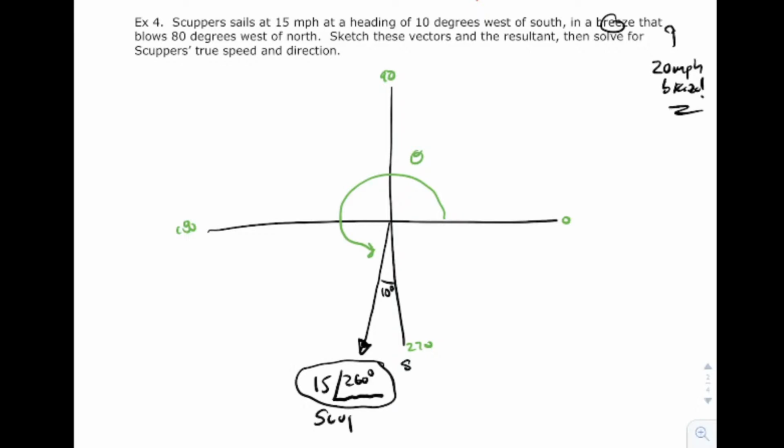Scup for short, 50 miles an hour at a 260-degree angle. Okay, cool. Get this out of the way. What about this other thing? What's the other thing? It's a breeze, and it's 20 miles an hour. It's a little bit longer. 80 degrees west of north.